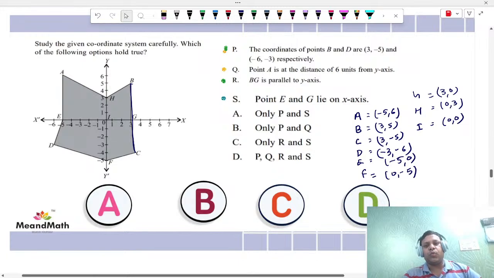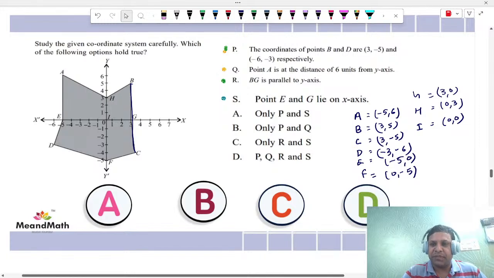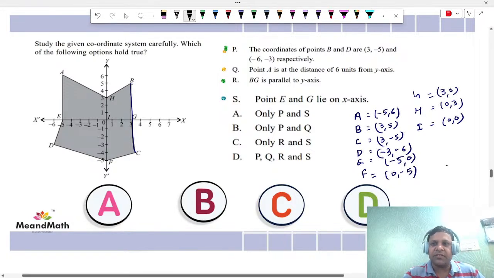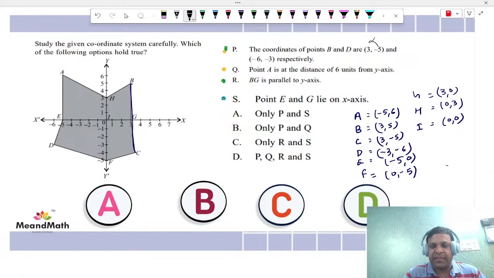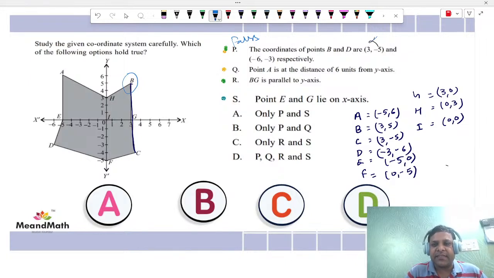Now come to statement one. What is statement one? Statement one says the coordinates of points B and D are 3, -5 and -6, 3. B is 3, 5, not that. The coordinates of B are not 3, -5; they are 3, 5, and D is -3, -6. No, D is not. So B is not, so this option is false. What will be the coordinates of B? 3, 5, not -3.